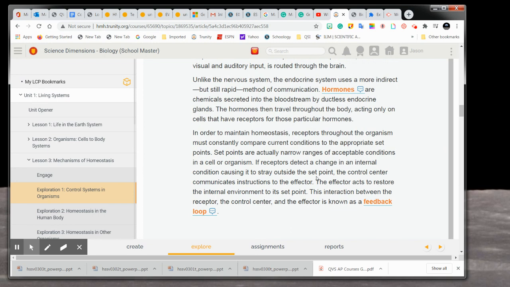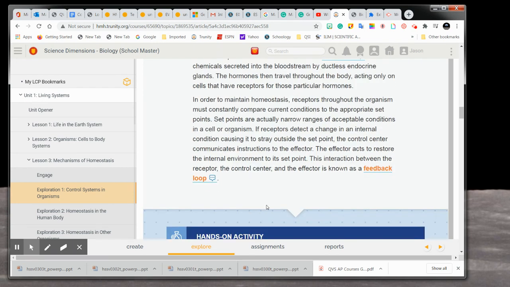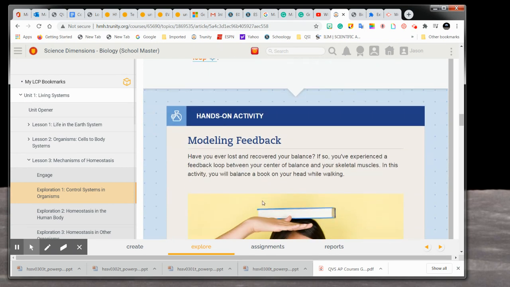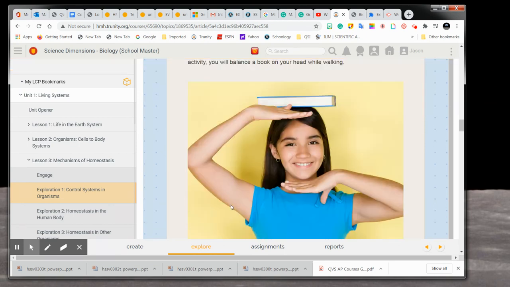So you have these receptors that detect a change in the internal condition, causing a stray outside of the set point. The control center communicates instructions to the effectors. The effectors act to restore the internal environment back to its original set point. This interaction is what we call a feedback loop. This is the part where we're going to focus on next.